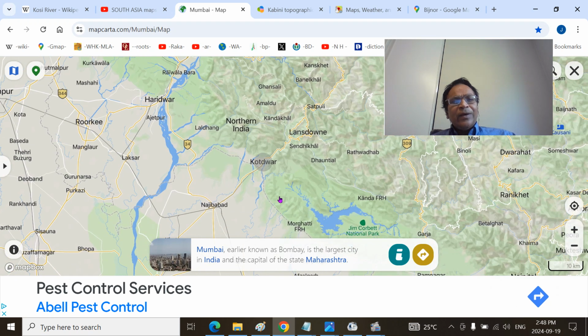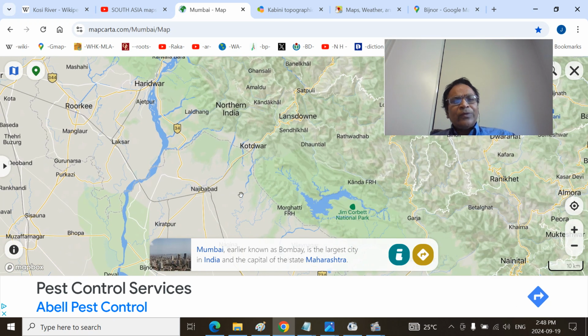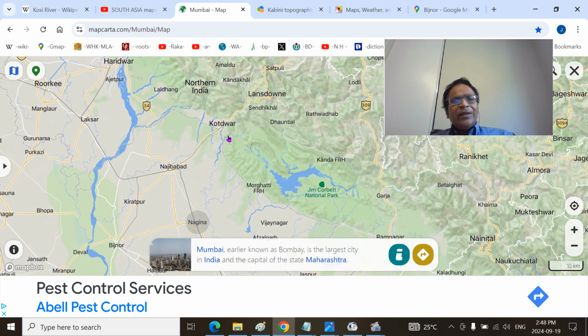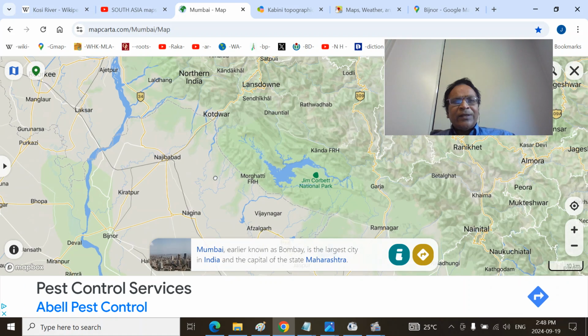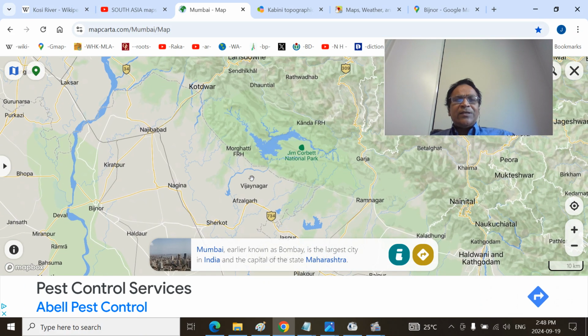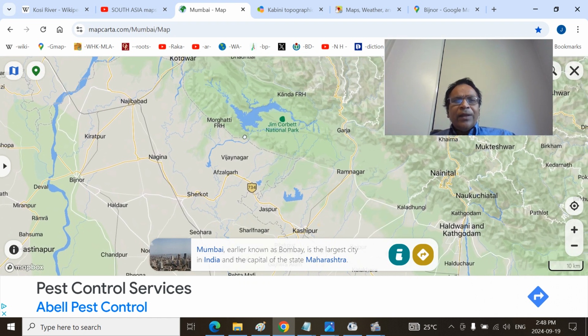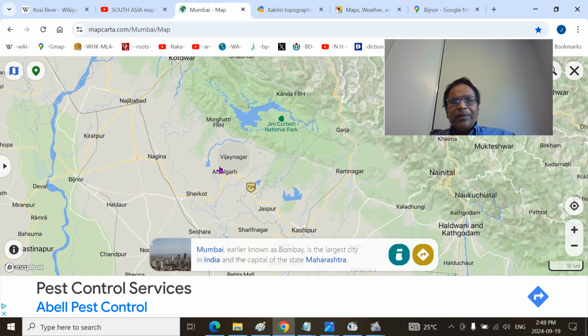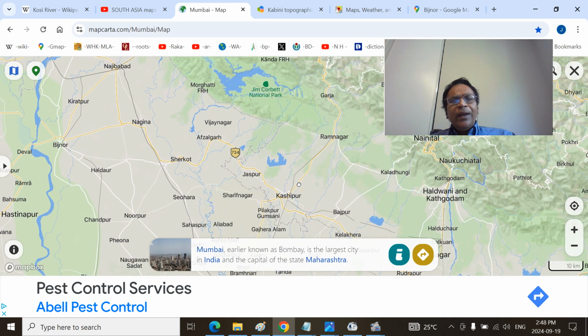You can see the Malin river here that goes to the Najibabad area. This is the Kho River. So the town Kotdwar is here, the railway terminus. This is the Jim Corbett National Park, and this is the western Ramganga river, sometimes simply called the Ramganga river. And Ramnagar is on the Kosi river.